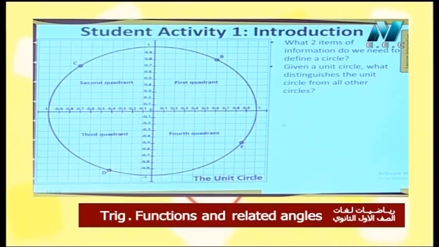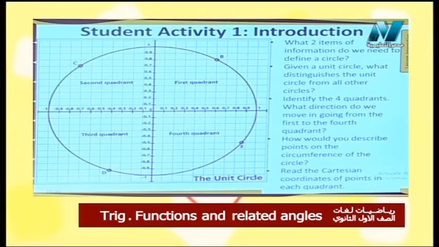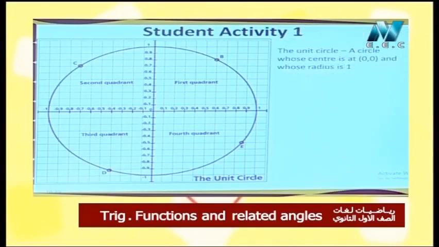That gives a unit circle. What distinguishes the unit circle from all other circles? Identify the 4 quadrants. What direction do we move in going from the first to the 4th quadrant? We have here 4 quadrants: the first quadrant, second quadrant, third quadrant, and 4th quadrant. Anti-clockwise direction. How would you describe points on the circumference of the circle? Read the Cartesian coordinates of points in each of them.